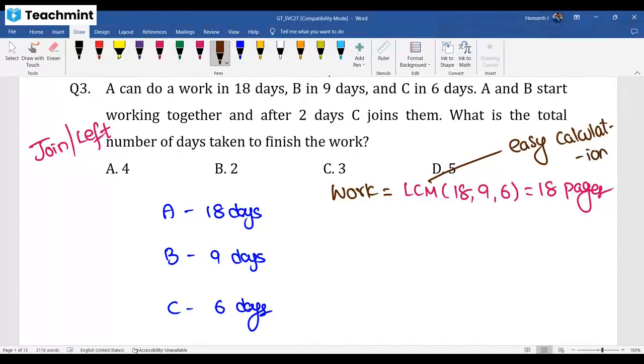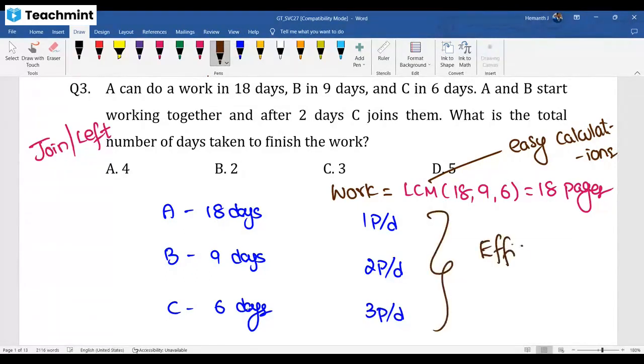Easy calculations. Right. So 18 pages to be typed in 18 days means 1 page per day. Now 18 pages in 9 days means 2 pages per day. 18 pages in 6 days means 3 pages per day. So A, B, C have to do the work, and this is called efficiency.